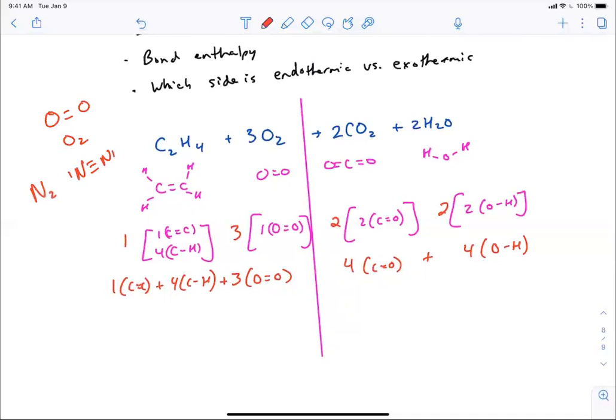So one, they don't count the bonds correctly because they don't draw Lewis structures out. Two, they draw Lewis structures out, but they draw them incorrectly, which means they get the wrong bond enthalpies, and then they get the wrong value overall.